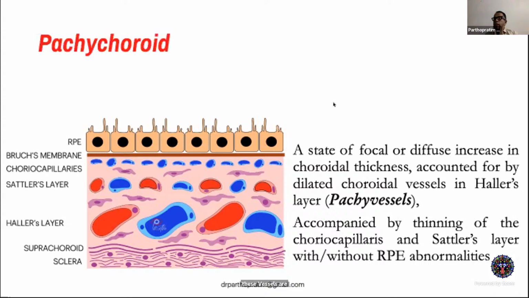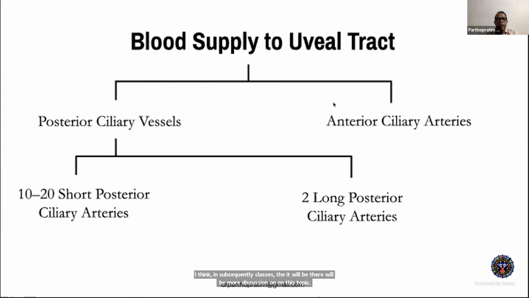Now, just when we are discussing that, I want to highlight one applied aspect: pachychoroid is a relatively newer term. It's a state of focal or diffuse increase in the choroidal thickness. It accounts for the dilated choroidal vessels in Haller's layer, which are often called pachyvessels. This is accompanied by thinning of the choriocapillaris and Sattler's layers, with or without retinal pigment epithelium abnormalities overlying the pachyvessels. I think in subsequent classes, there will be more discussion on this topic, so I'm not going into those details.